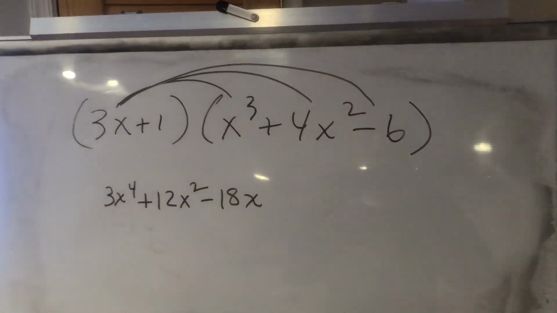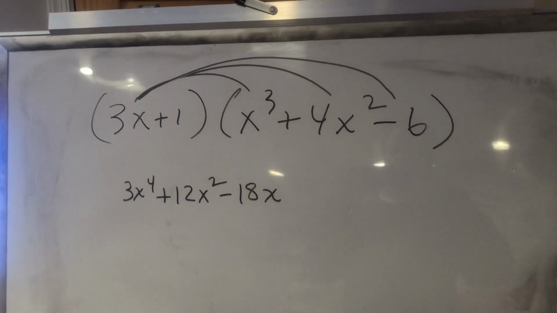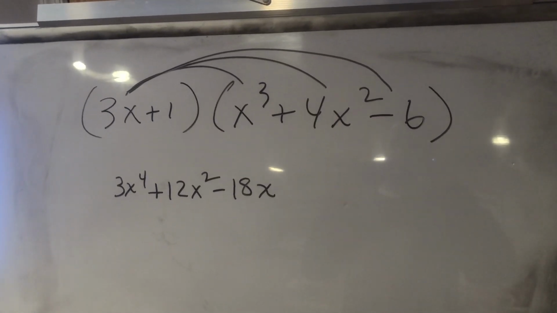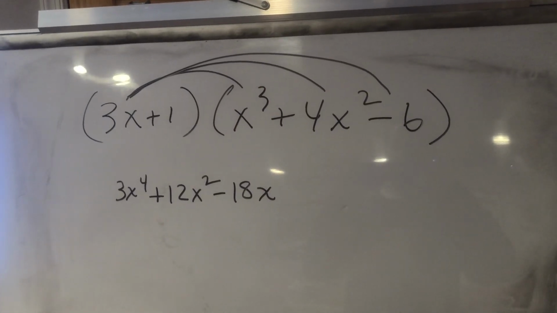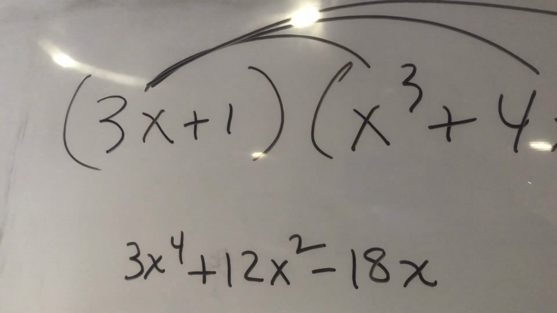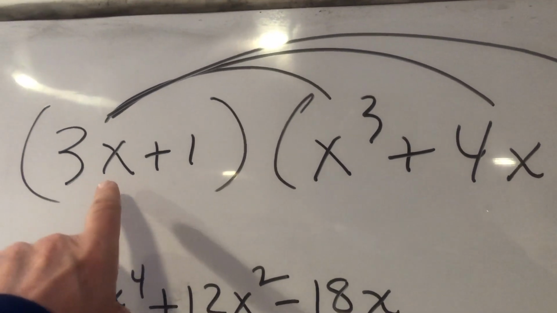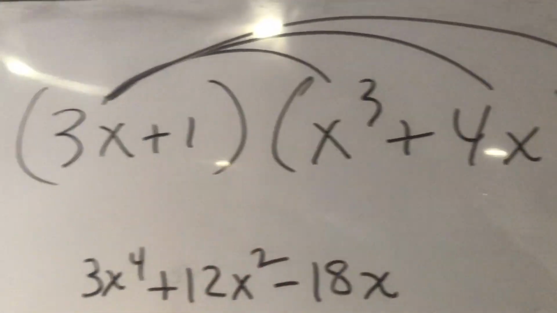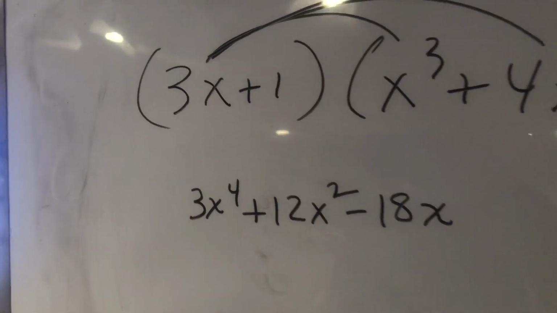Okay, so now this isn't the complete answer, but first I wanted to show you, I'm going to multiply the 3x, the first term of the binomial, times all 3 terms of the trinomial. So the first multiplication I would do would be to take these 2 terms, multiply them together to get that guy right there, 3x to the 4th.